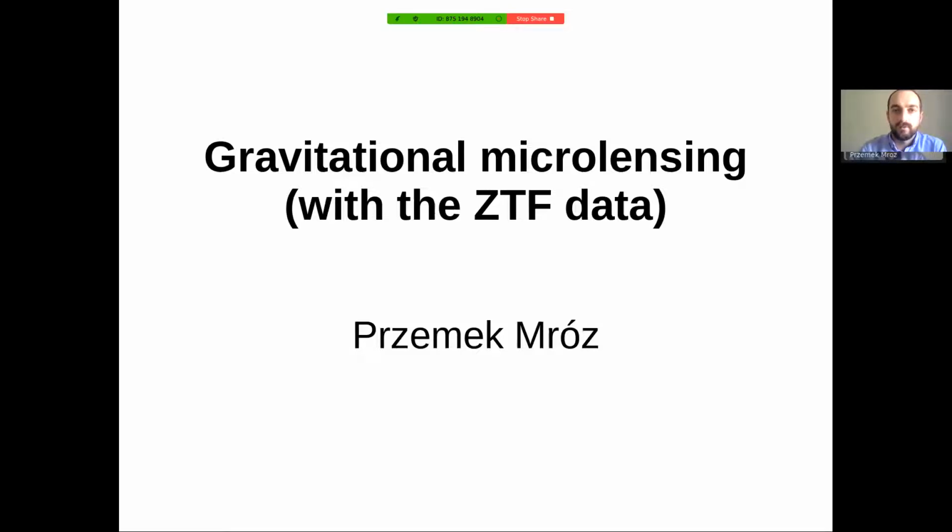And today I'd like to tell you what we can learn about our own Milky Way by studying gravitational microlensing events. Because microlensing is a very unique technique that allows you to detect objects that are extremely difficult to find otherwise. Objects such as isolated black holes or cold exoplanets.